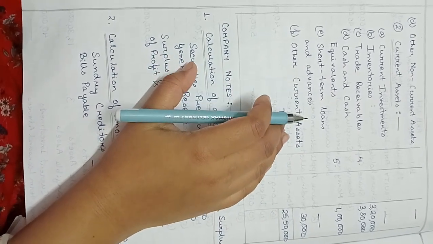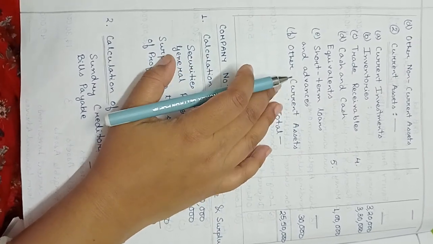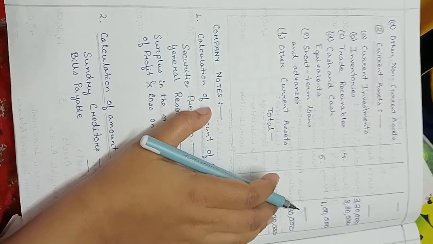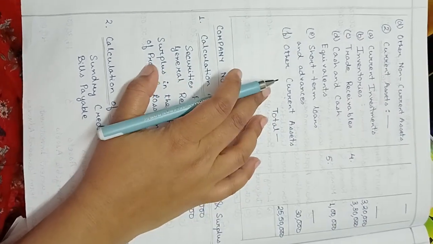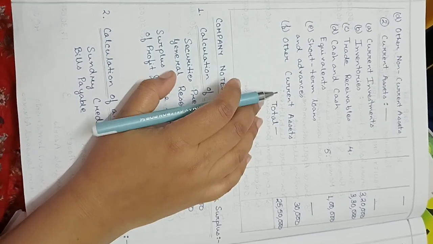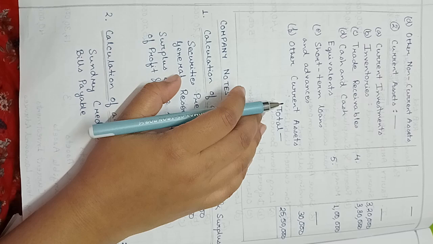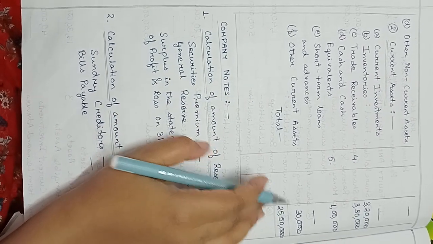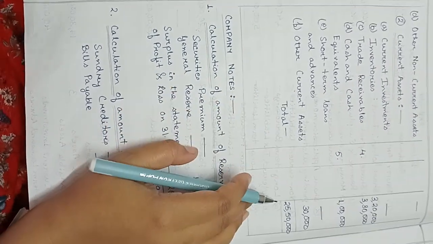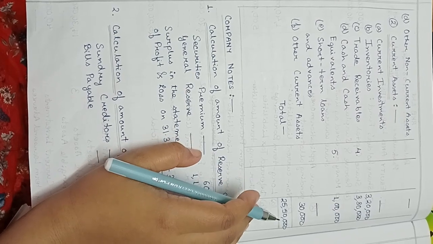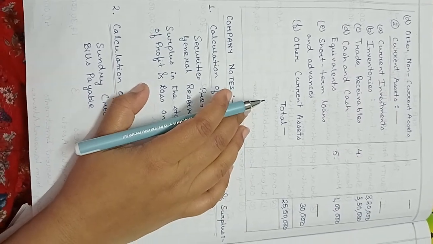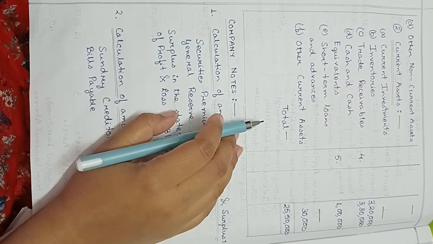Other short-term loans and advances are not there, so put it blank. Other current assets, there is loose tools. There is loose tools given in the question, so you have to put the amount. By totaling the assets side, you will get 25 lakh 50,000. Both assets and liabilities side are the same, so the balance sheet is correct.